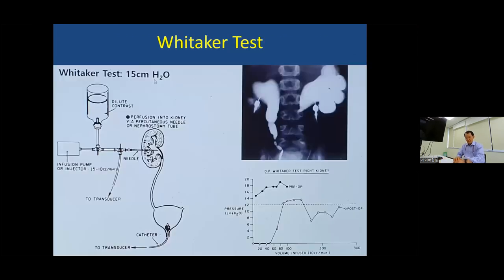So in the old days, clinicians used the Whitaker test, using nephrostomy. They measure the pressure, the mercury pressure, after they infuse something. So if there's a mechanical blocking, this goes up. They measured certain things, but this has shown no advantage over our nuclear medicine LASIX study. So it's no longer used anymore.